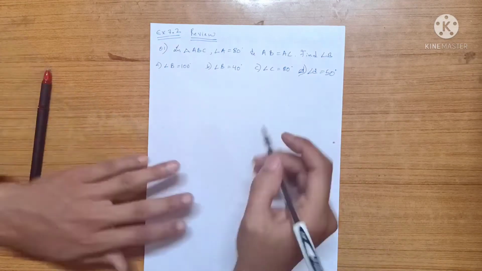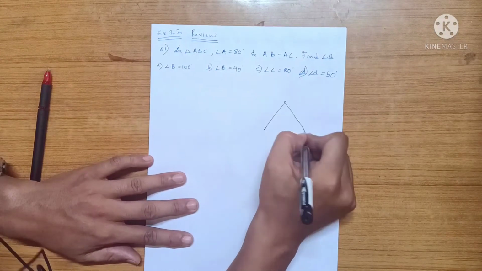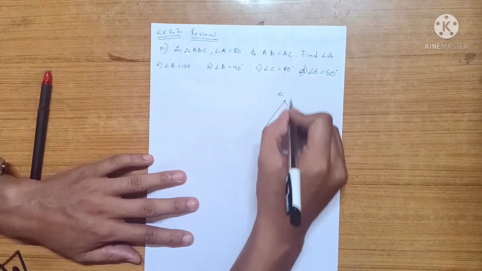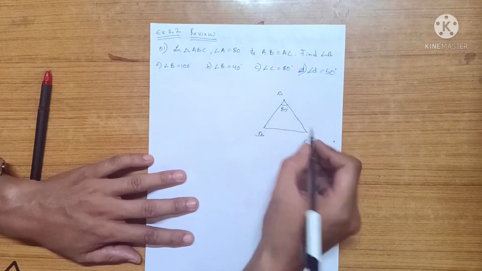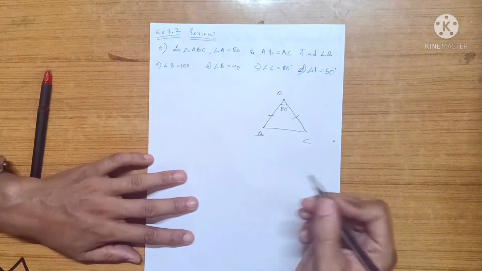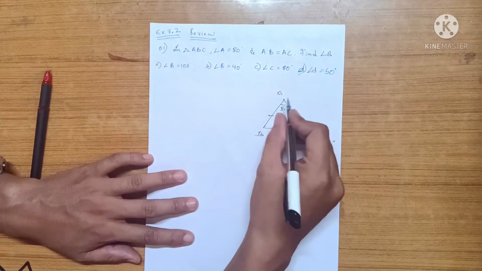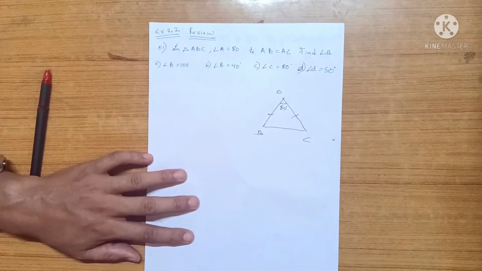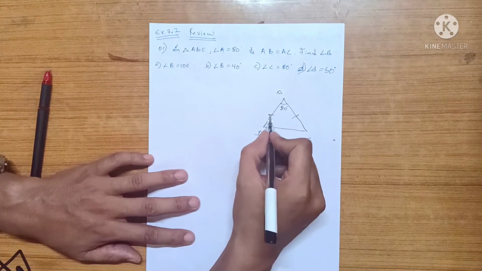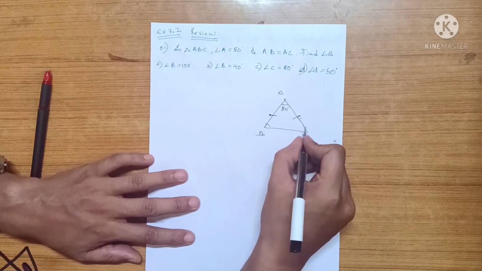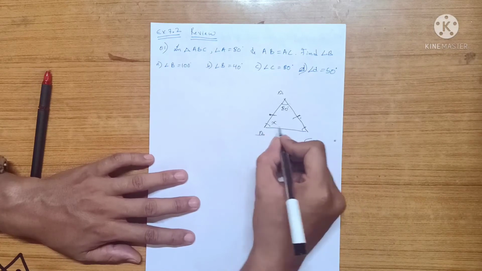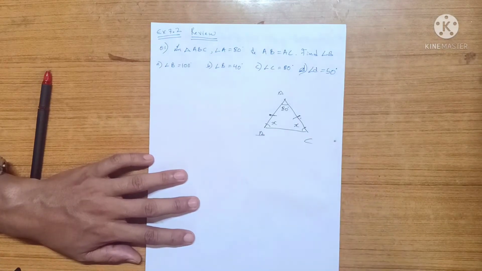So let's start. Triangle ABC, let's draw the triangle A, B and C, where angle A is 80 degrees, and they're saying AB is equal to AC. If AB is equal to AC, we know this is going to be an isosceles triangle, and in an isosceles triangle the corresponding sides which are equal will share an equal angle. So let's say if this is X, this will automatically become X as well.